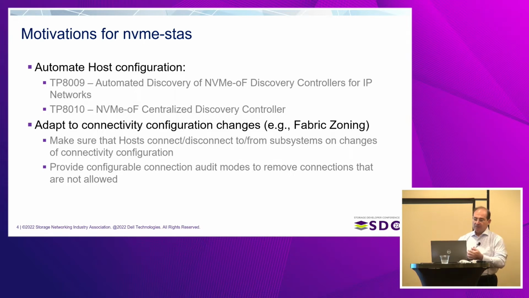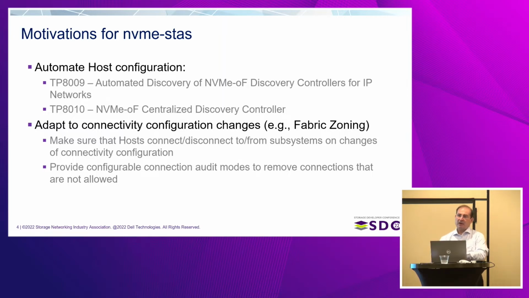And it implements one of the fundamental functions that TP8010 also defined, which is fabric zoning, the ability to restrict or to define connectivity configurations. Means host A and B can access subsystem C, host D and E can access subsystem 1, and so on. So this is what zoning in Fibre Channel traditionally does. And so TP8010 defines the same type of functionality over the centralized discovery controller.